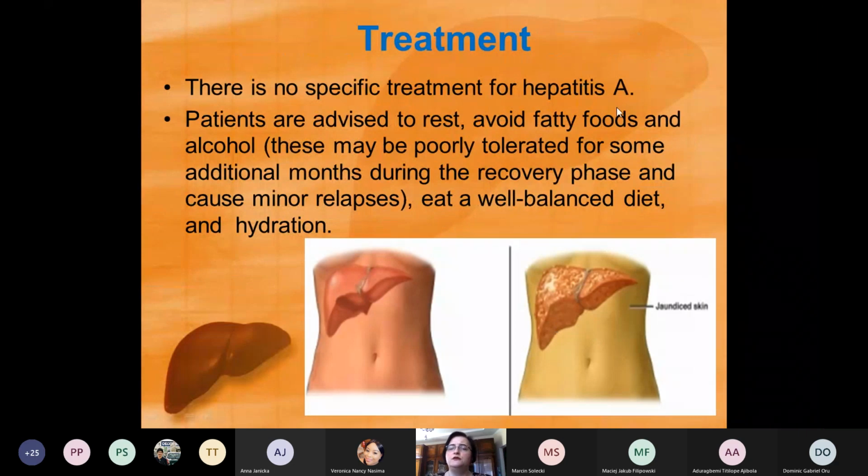There is no specific treatment for hepatitis A. Patients are advised to rest, avoid fatty foods and alcohol. This may be poorly tolerated for some additional months during the recovery phase and cause minor relapses. Eat a well-balanced diet and be hydrated. Drink a lot.